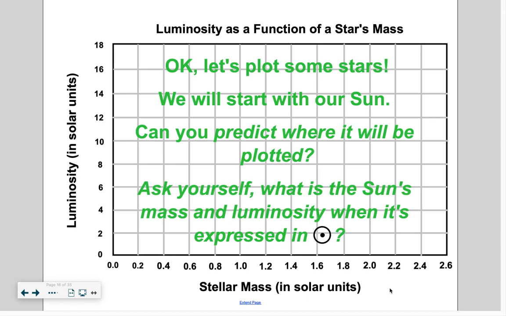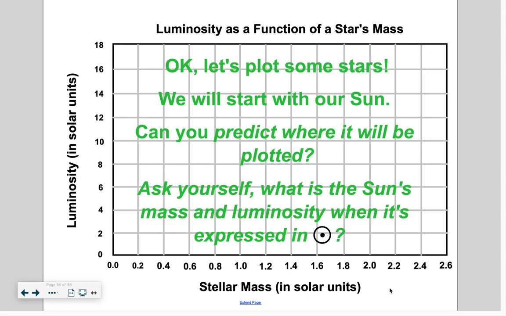Now, you might be thinking to yourself, Mr. Luzetti, how the heck do we know? We don't even know what the mass of our sun is. We don't even know how bright the sun is. Oh, yes, you do. Because look, I'm asking you to express these in solar units. So how massive is our sun if we express our sun's mass in suns? Here's a hint. It's painfully easy. And how bright is our sun if we express it in suns? Again, this is easy.